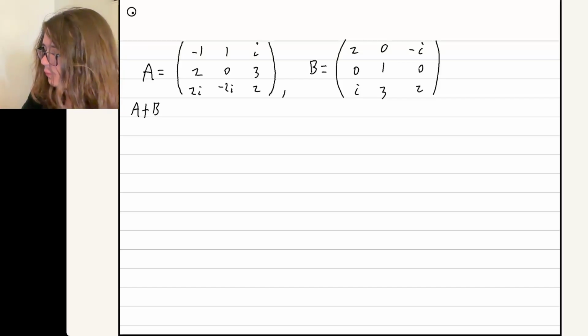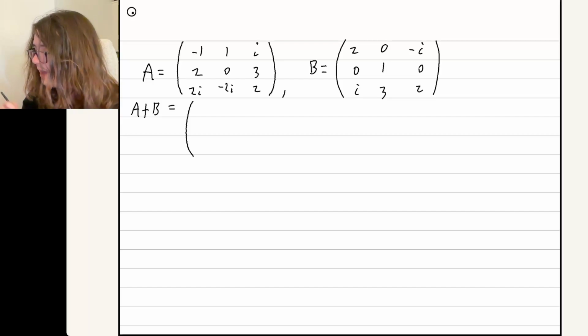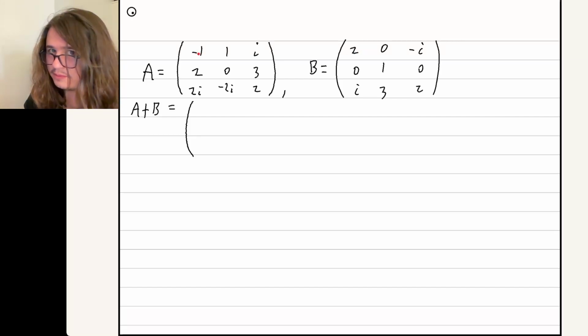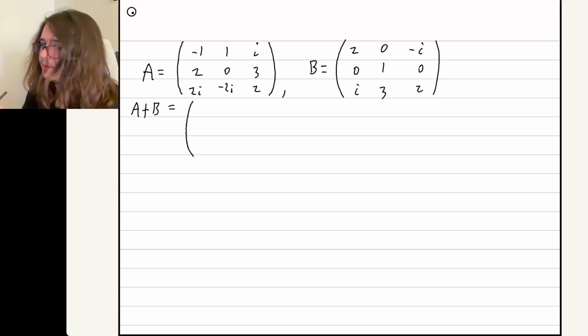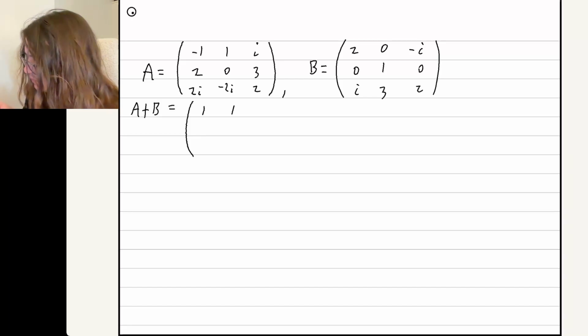The way to add matrices is literally just to add up each element of the matrices, so you add the top left component with the top left component of the other one, and so on for every single component of the matrices. So we've got 2 minus 1, which makes 1. We've got 1 plus 0, which is 1. We've got i minus i, so 0. 2 plus 0, so 2.